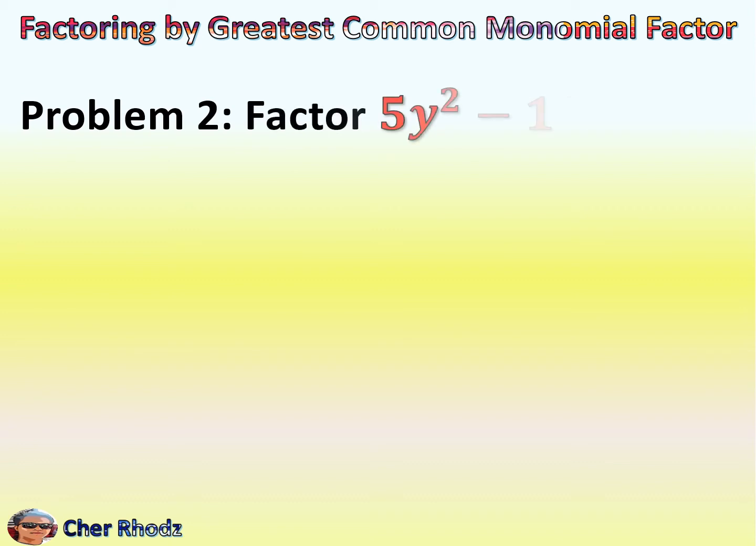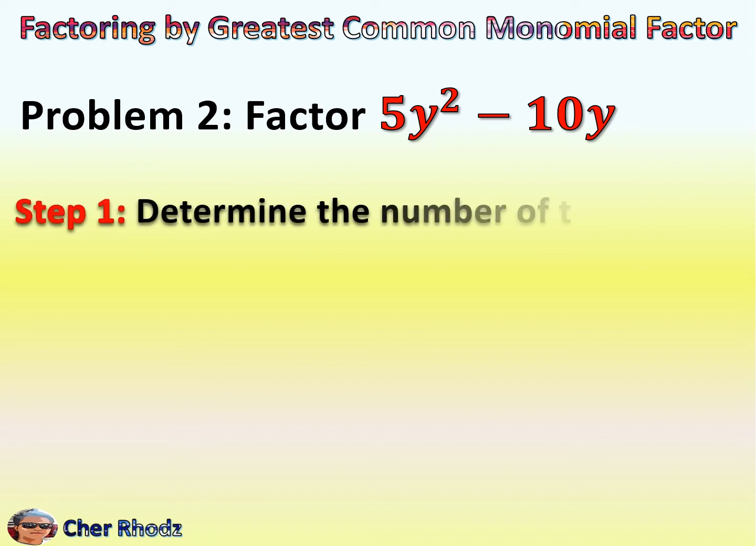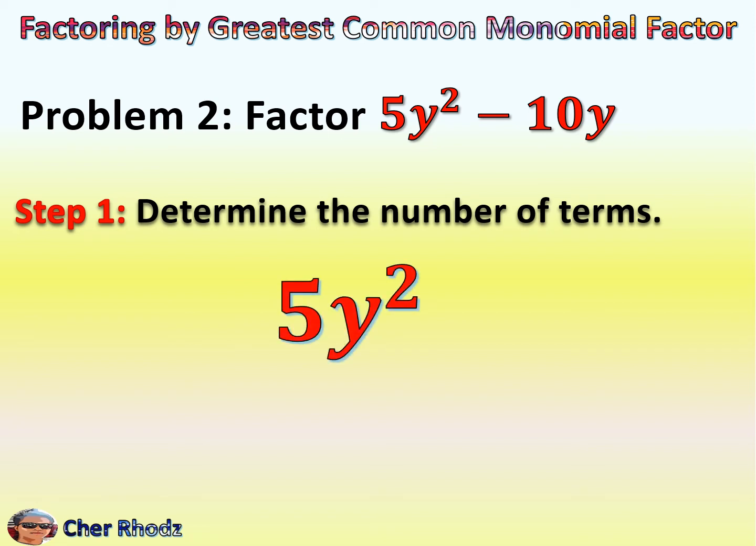Now let's have problem number 2. Factor 5y squared less 10y. First step, determine the number of terms. So how many terms do we have here? We have 2 terms. What are these terms? They are 5y squared and 10y.